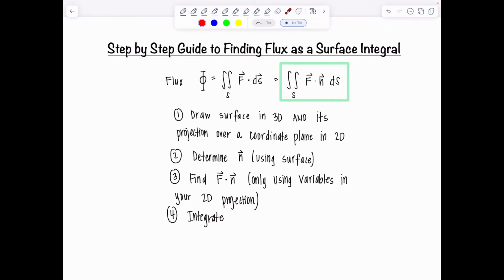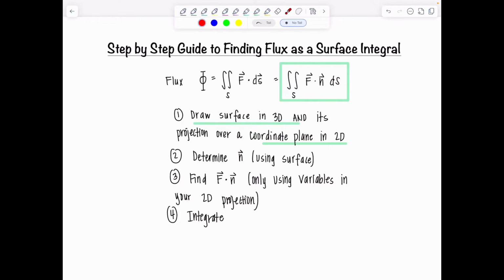So the first thing you're going to do to solve these problems, you're going to draw your surface in 3-space and then its projection over a coordinate plane in 2D. You have to pick, do you want to project it over the XY plane, XZ plane, YZ plane? It really depends on the surface which one you should choose. So you have to have 2 drawings every time you do these problems.